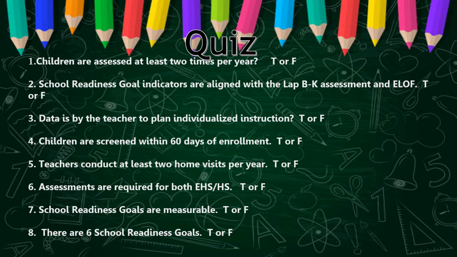Now the last question, question number 8. There are 6 school readiness goals. True or false? The answer is true. We do have 6 school readiness goals. Remember, we have approaches to learning, social-emotional, language and communication, literacy, cognition, perceptual motor, and physical development.